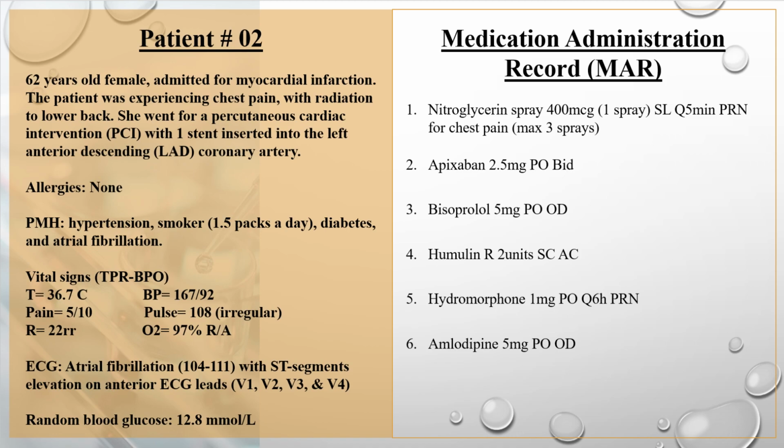Vital signs are temperature 36.7, pain 5 out of 10, respiratory rate 22 per minute, blood pressure 167/92, pulse is 108 irregular, and O2 sat is 97% on room air. We did an ECG, which shows atrial fibrillation with a rate between 104 to 111 with ST segment elevations on the anterior leads from V1 to V4. Her blood glucose is 12.8, and the medications that we're going to be discussing today for MAR are Nitroglycerin, Apixaban, Bisoprolol, regular insulin, Hydromorphone, and Amlodipine.